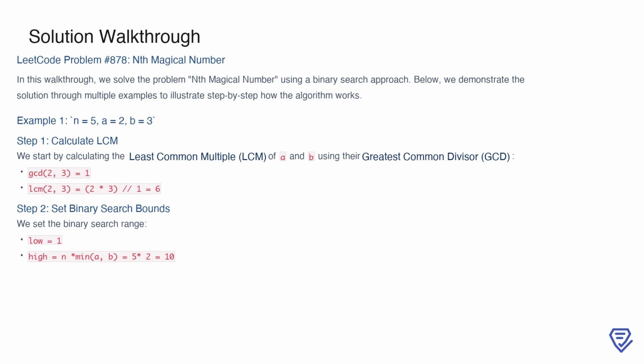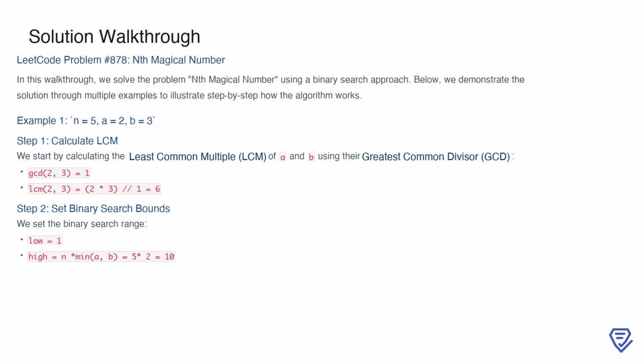First, we calculate the least common multiple, or LCM, of A and B. This is done using the greatest common divisor, or GCD. The GCD of 2 and 3 is 1, so the LCM is calculated as 2 times 3 divided by 1, which equals 6. With the LCM in hand, we set up binary search bounds.